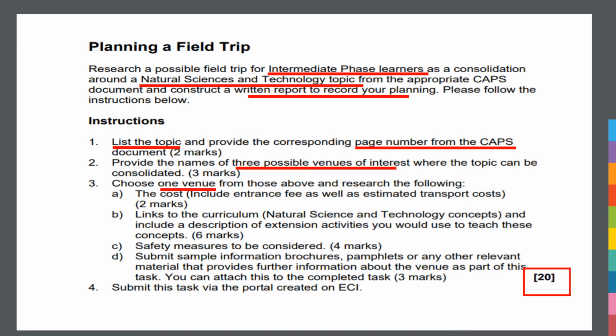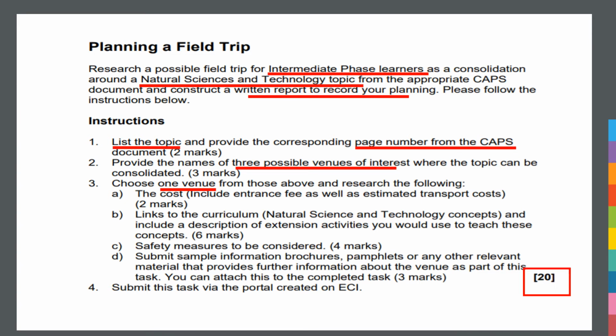Point B, links to the curriculum. So natural science and technology concepts, and include a description of the extension activities you would use to teach these concepts then in class. So this has 6 marks here in brackets. If you could think of maybe 3 ways or 3 activities that you could use, and then by explaining it, that's how you'd get the remaining marks.